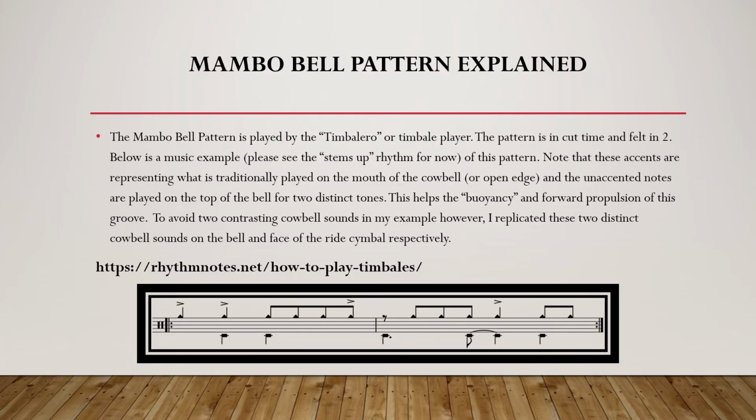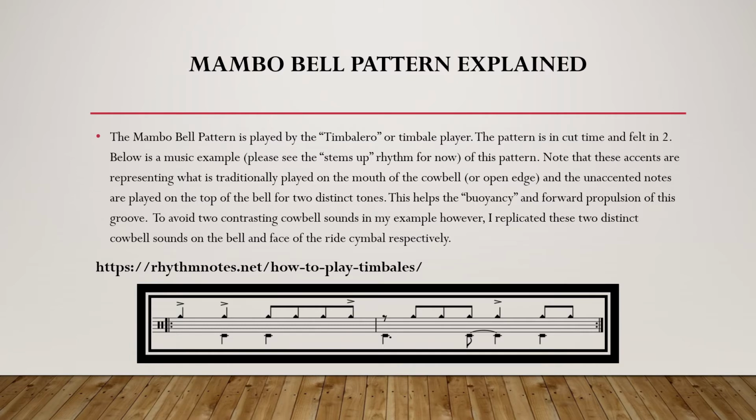Mambo bell pattern explained. The mambo bell pattern is played by the timbalero or timbale player. The pattern is traditionally in cut time and felt in 2. It is seen sometimes written in 4, but this is not the authentic written version. Below is a music example. Please see the stems up rhythm for now of this pattern. Beneath it is a 2/3 son clave that I will explain further on.